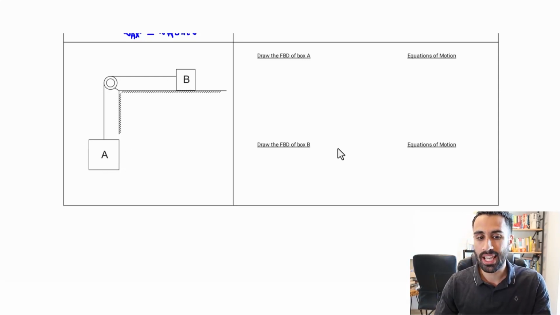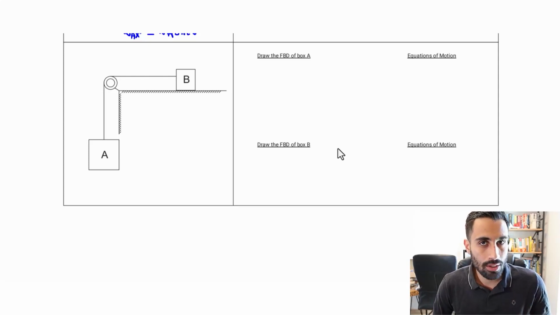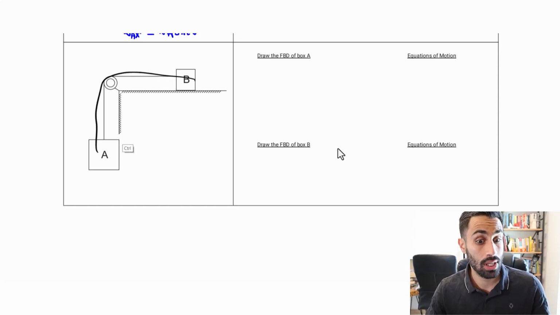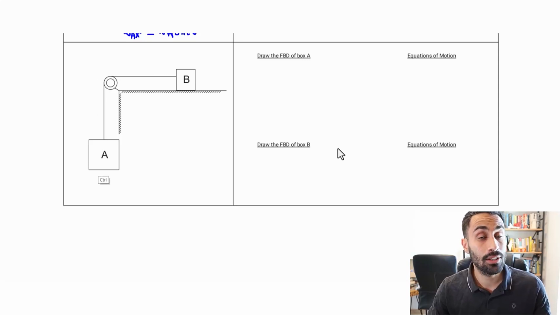So box A is bigger than B. So already, just based on logic, where's the motion going to be? How is this going to move? This whole system, it's going to move down. So these are stuck together, so the acceleration is the same.